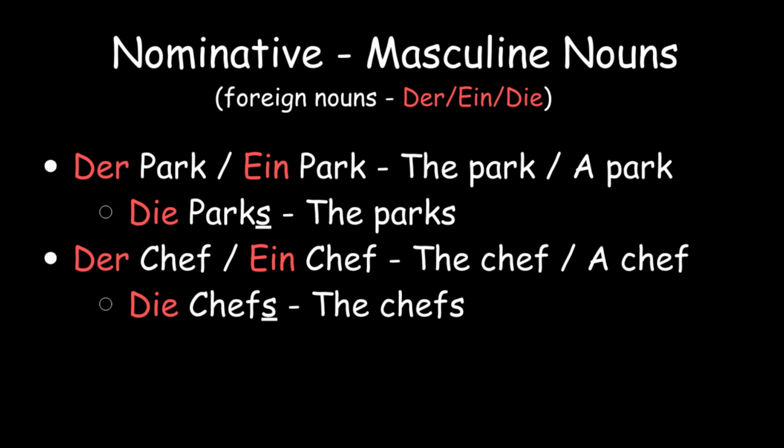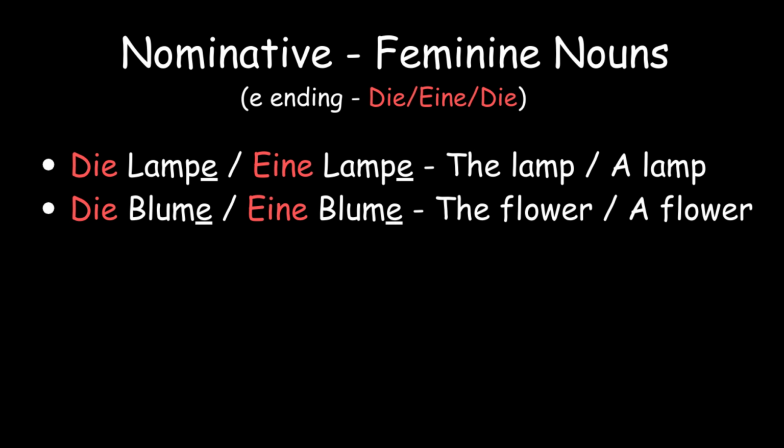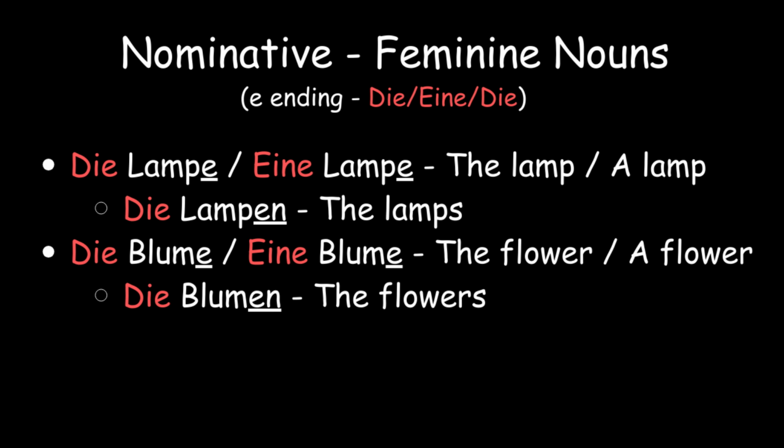Now, let's work with feminine nouns. Here, we have feminine nouns ending in -e. Feminine nouns will have different endings when singular and plural, so the articles will grammatically change too. Die Lampe, eine Lampe. Die Blume, eine Blume. To pluralize them, we add -n. Die Lampen, die Blumen. Plus, they're the only subjects.